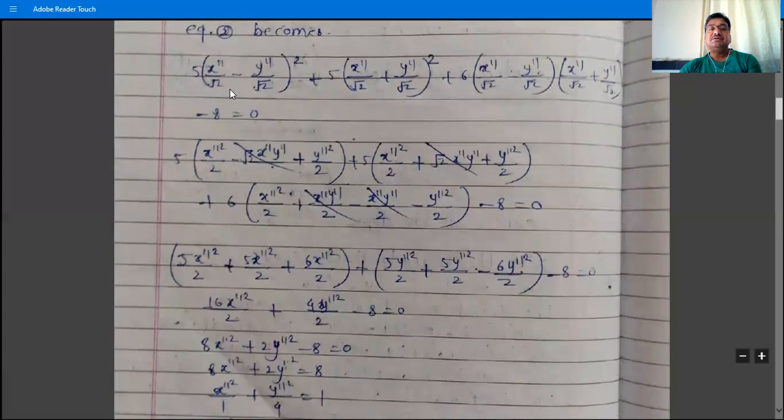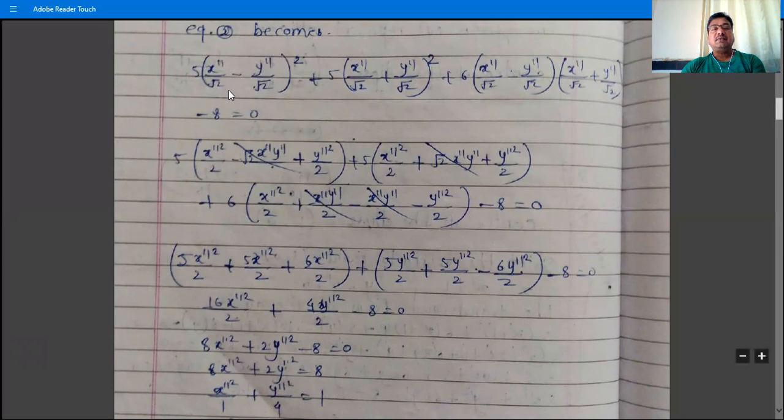So simplify this. Find the square of this bracket. 5 in bracket, the square of this bracket is what? x double dash squared by root 2 square is 2. Then its multiplication is 1 by 2 x double dash y double dash, and its double is x double dash y double dash. Don't write this root 2. Then y double dash square by 2, it's the minus term.